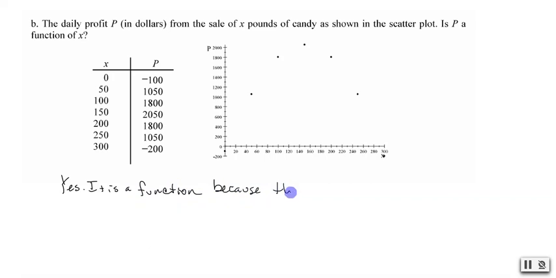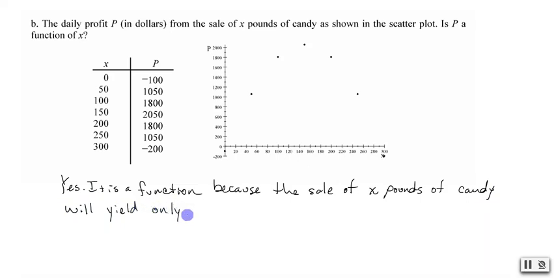Because the sale of X pounds of candy will yield only one profit. Not going to get two different profits by selling the same amount of candy.